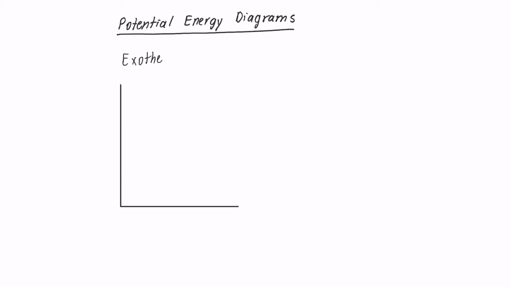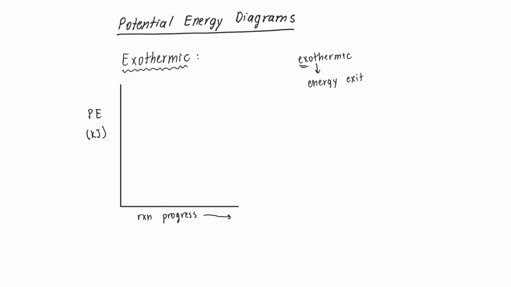Now let's take a look at an exothermic potential energy diagram. We put potential energy on the y-axis and reaction progress along the x-axis. We know that in an exothermic reaction, energy is exiting the system, so our products will have less energy than the reactants. So we'll put our products at a lower energy level, and we have a negative change in enthalpy.